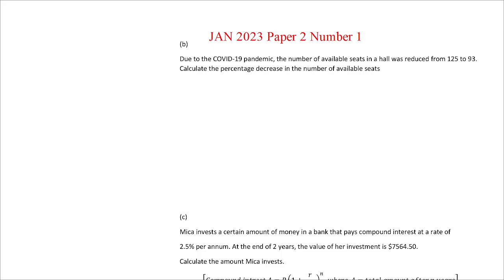Due to COVID-19 pandemic, the number of available seats in the hall was reduced from 125 to 93. Calculate a percentage decrease. So first off, this is an if, then, and therefore question. This is a percentage change. We know that our original, which is 125, is always 100.